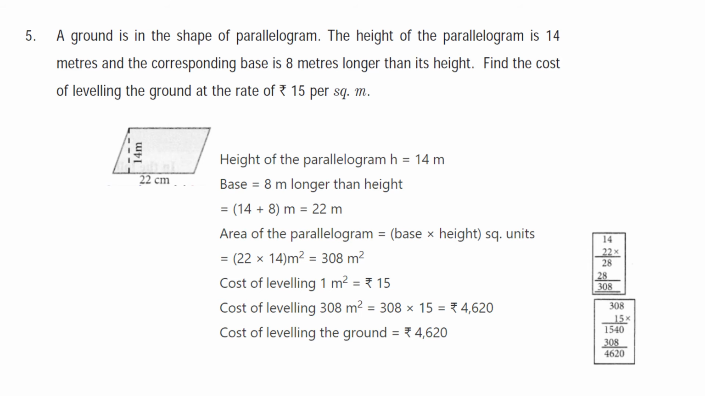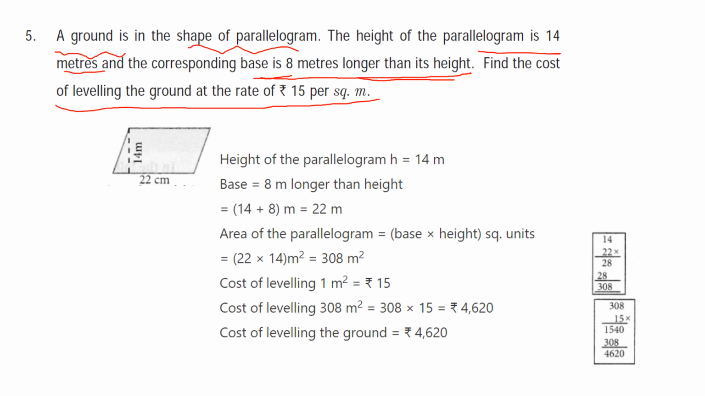Fifth one, a ground is in the shape of a parallelogram. The height given is 14 meters and the corresponding base is given, but some condition is there. Base is 8 meters longer than its height. So find the cost of leveling the ground at the rate of rupees 15 per square meter.